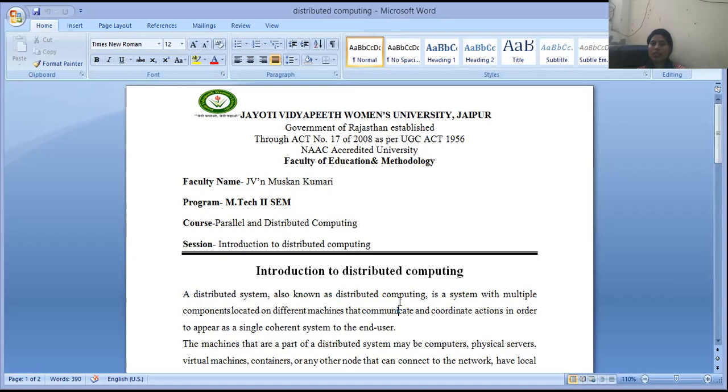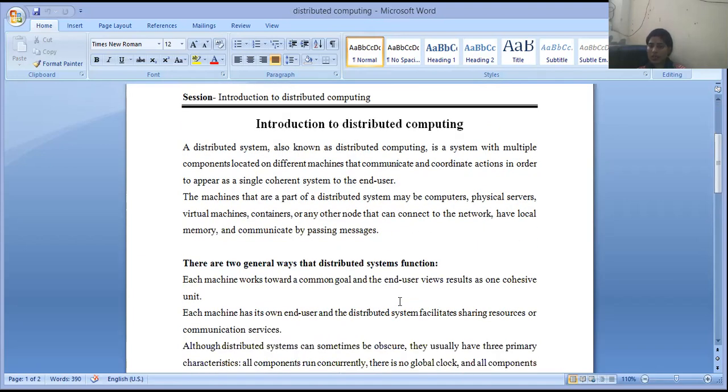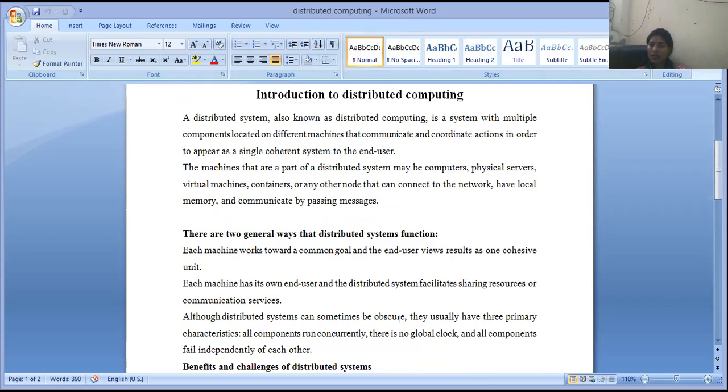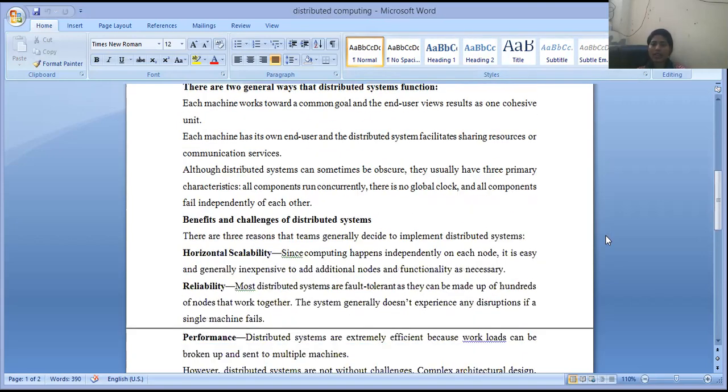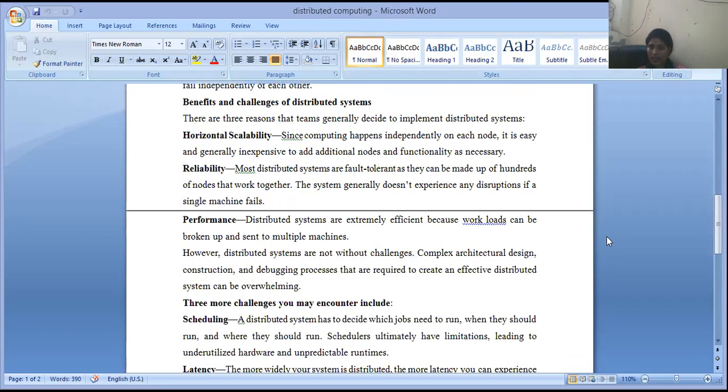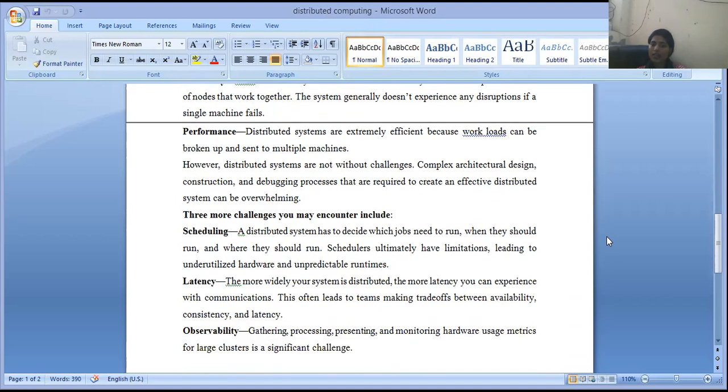Again, I just want to conclude with one argument: this is the basic definition of distributed computing, and there are two distributed computing concerns which I have already described to you. First, each machine in the distributed form in the particular network has pre-decided goals to achieve for the end users, showing their results as cohesive units. Second, each machine has its own end users, and the distributed system facilitates sharing the resources. Clear? And the benefits of distributed systems are horizontal scalability, reliability, and performance. And the challenges affect factors like scheduling, latency, and observability.